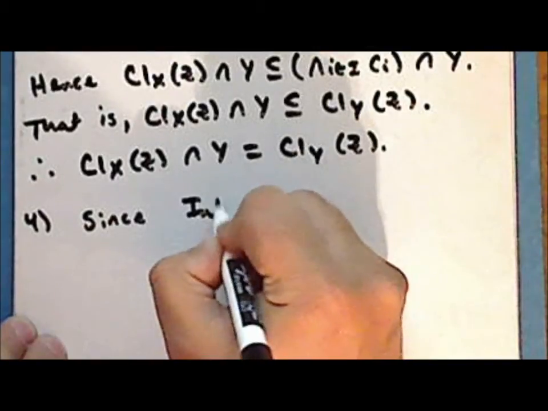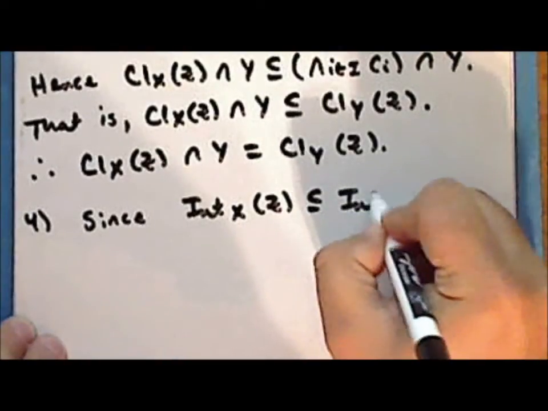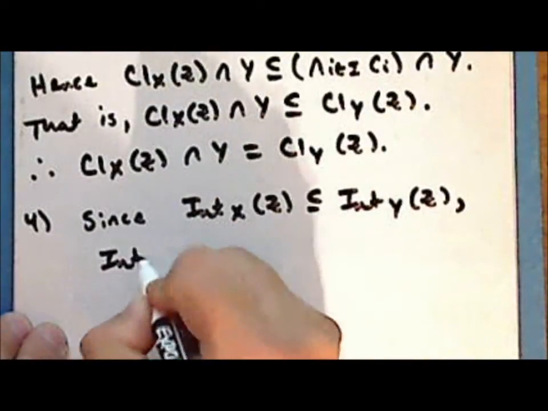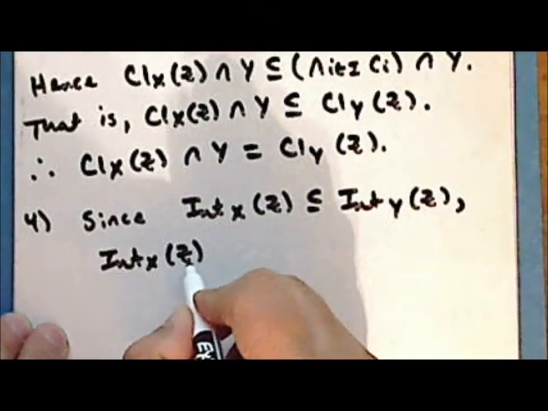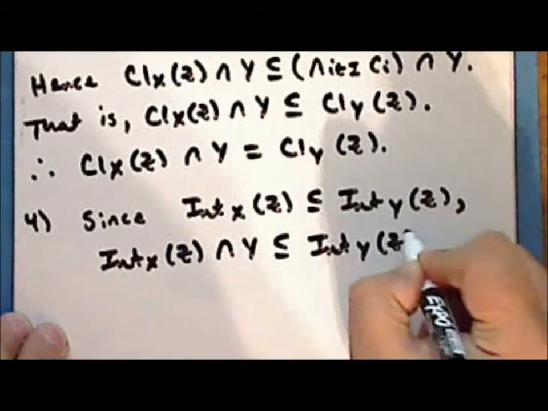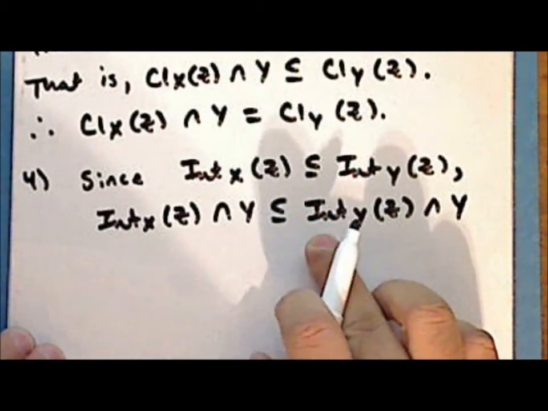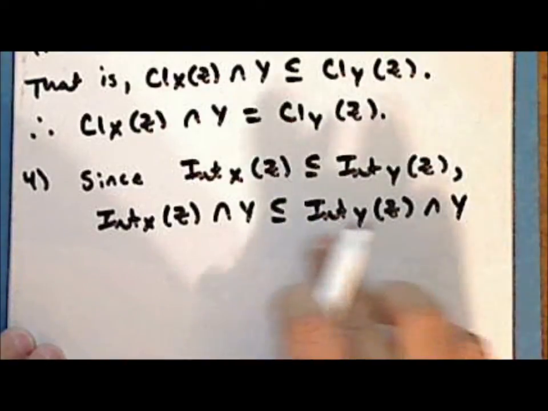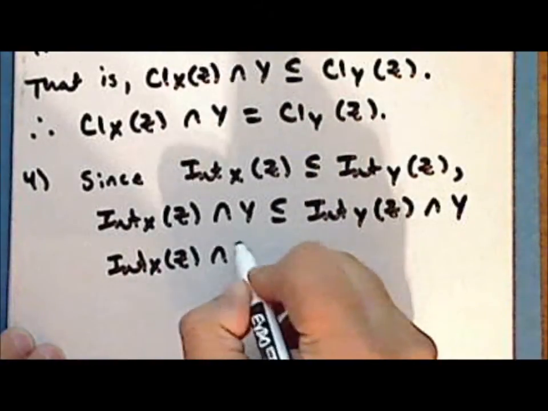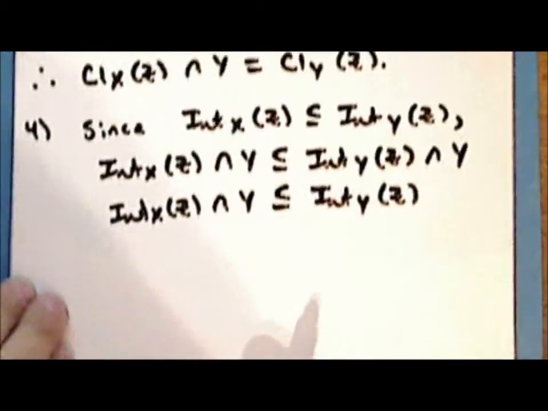So fourth statement, since the interior of Z in the ambient space X is a subset of the interior of Z in the subspace Y, we have that the intersection of the interior of Z in X with Y is a subset of the interior of Z in Y intersected with Y. Now the intersection of the interior of Z in Y with Y is the interior of Z in Y. And so we have that the interior of Z in X intersected with Y is a subset of the interior of Z in the subspace Y.